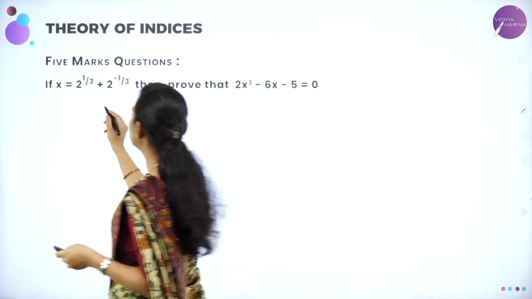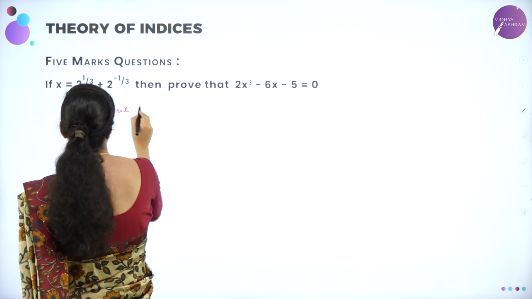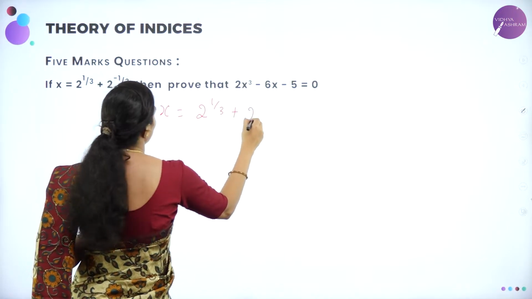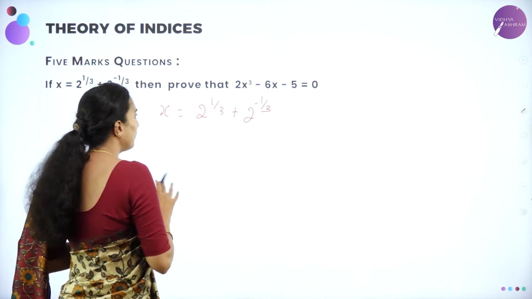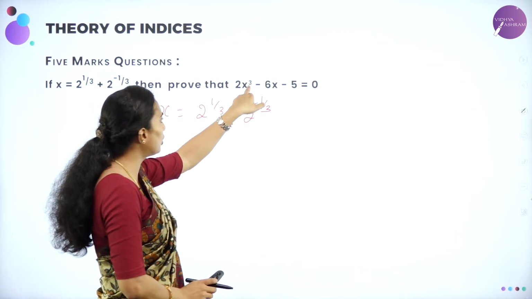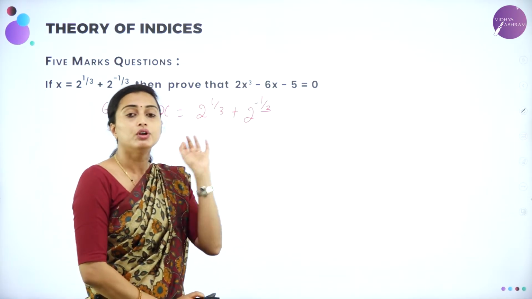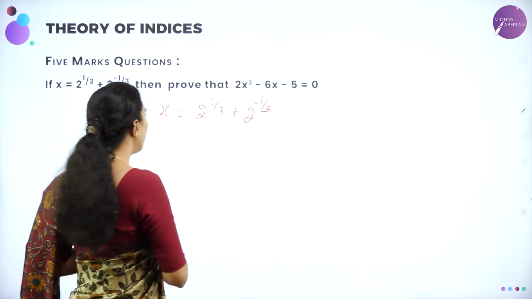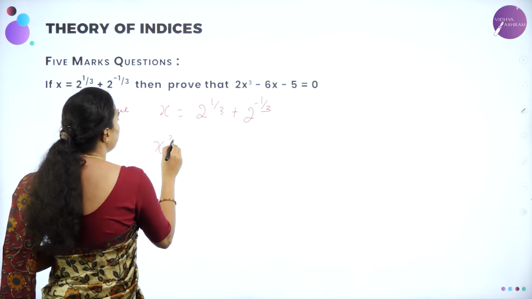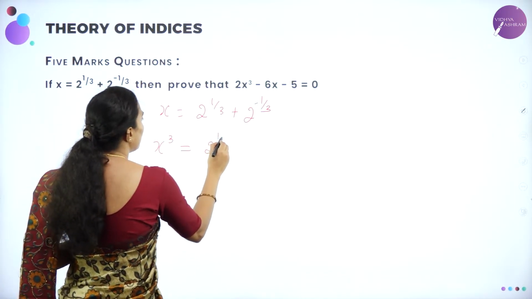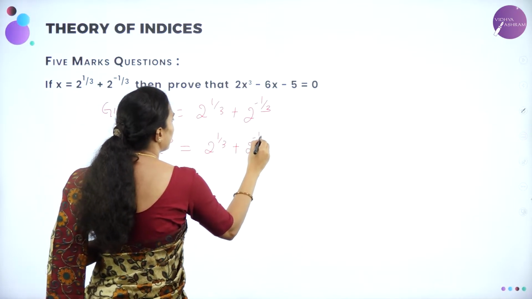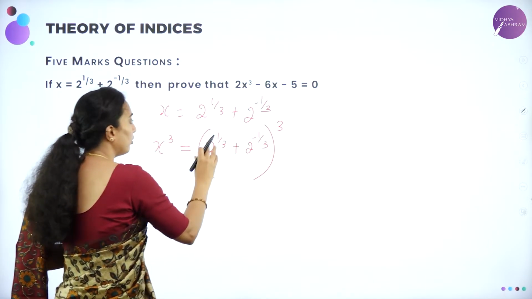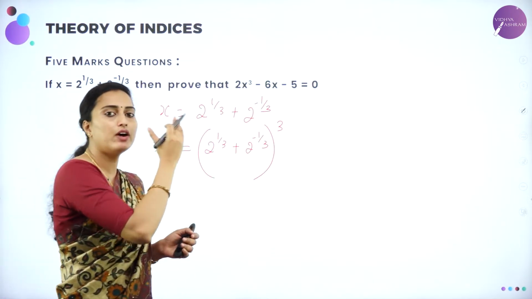So here, what is given? X will be equal to 2 power 1 by 3 plus 2 power minus 1 by 3. Because you have x cube, you do not have x cube, what you need to do? You have to raise the power on both sides as 3, or cube on both sides. If I cube on both sides, what it will become? X power 3 will be equal to 2 power 1 by 3 plus 2 power minus 1 by 3 whole to the power of 3. Be careful, plus is there. Whole power, not each power will come.